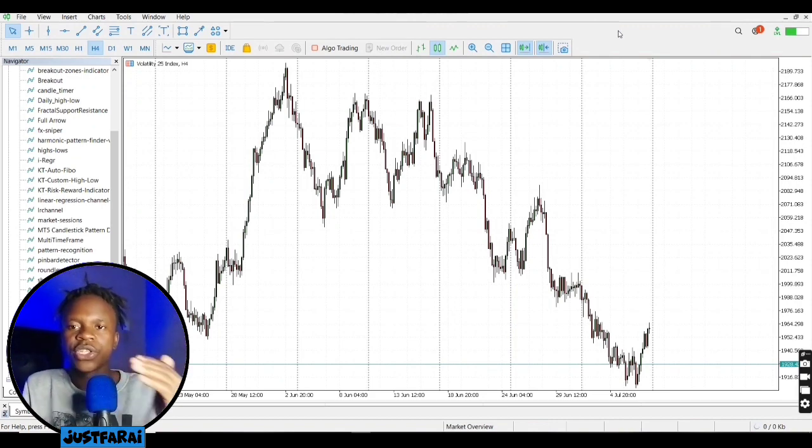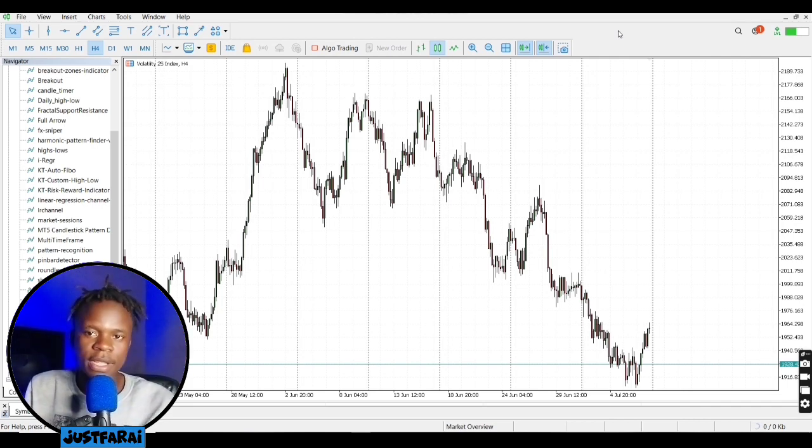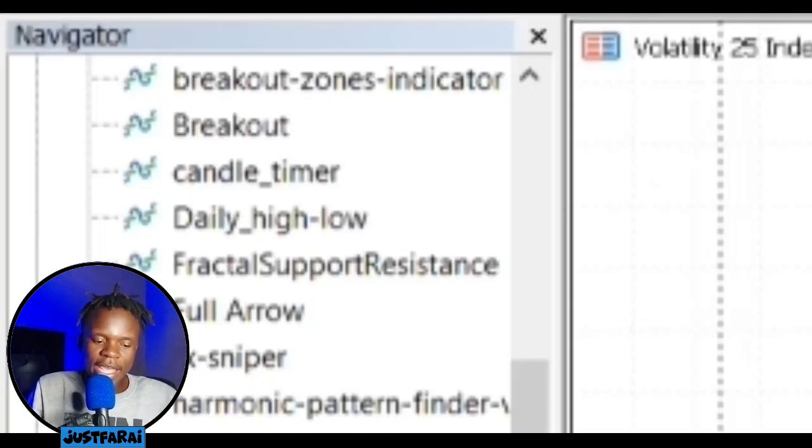So in today's episode, I just want to share with you guys the indicators that actually elevated my trading. I used to blow a lot of times, but when I switched to price action and these price action indicators, it got better than previously. From now on, you can see that this is the V25 index chart on the H4 time frame.